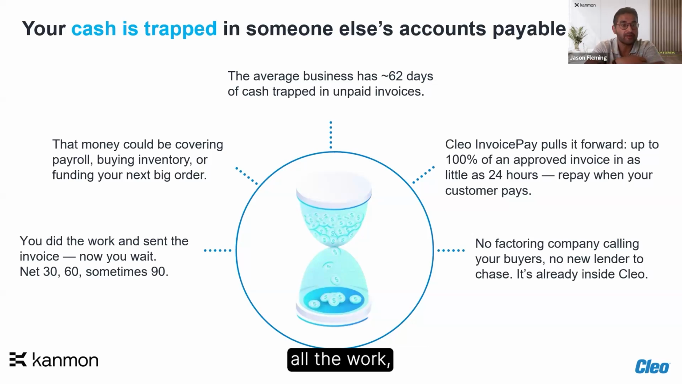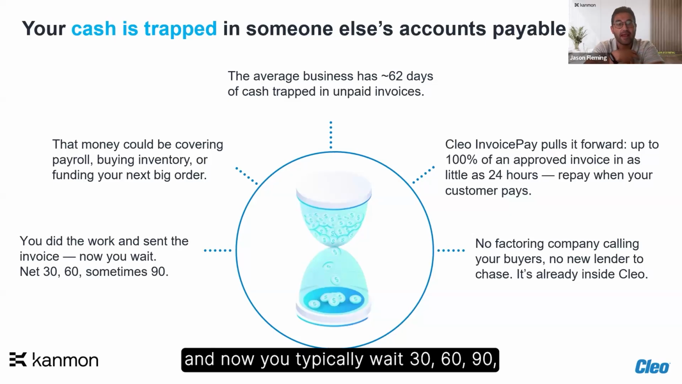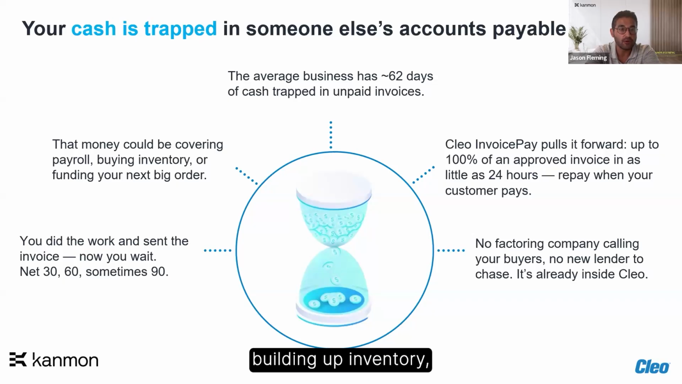Because you've done all the work, you've sent out the invoices, and now you typically wait 30, 60, 90, sometimes even longer than that in order to get paid on those invoices. And really, that money should be and could be working inside of the business to cover payroll, building up inventory, and really funding your next big purchase order.